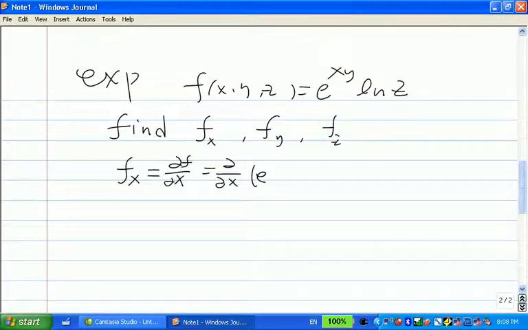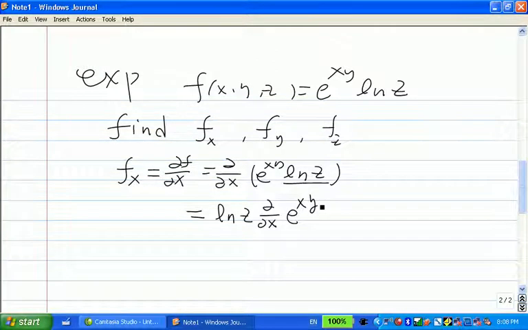Your f there is e to the xy ln z. By the definition, when you take a partial derivative with respect to x, you fix y and z. Therefore, what that means? That means you treat them as constants. So you treat z as a constant, therefore ln z is a constant. Therefore, you can put the constant out. You take a derivative on this one only.